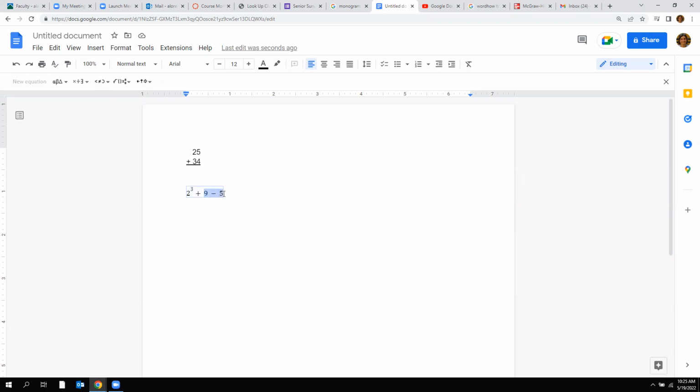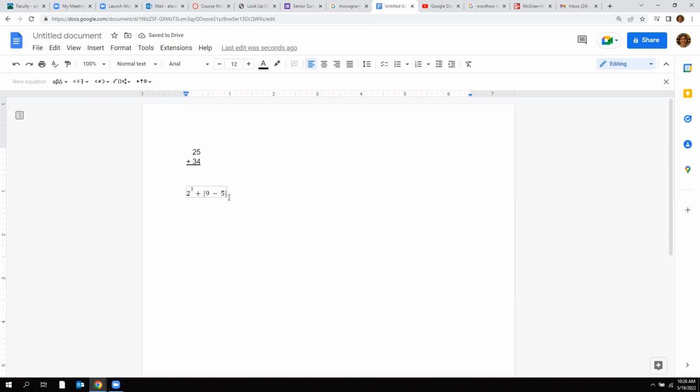Just 9 minus 5. And then go to this option, more equation. This doesn't have the parentheses here. I'm looking for the parentheses option. Here it is, the parentheses option. So you could use that, or you could use brackets, or you could use absolute value. So let's say I want 9 minus 5 to be in absolute value instead of parentheses. So I choose the absolute value sign, 9 minus 5.